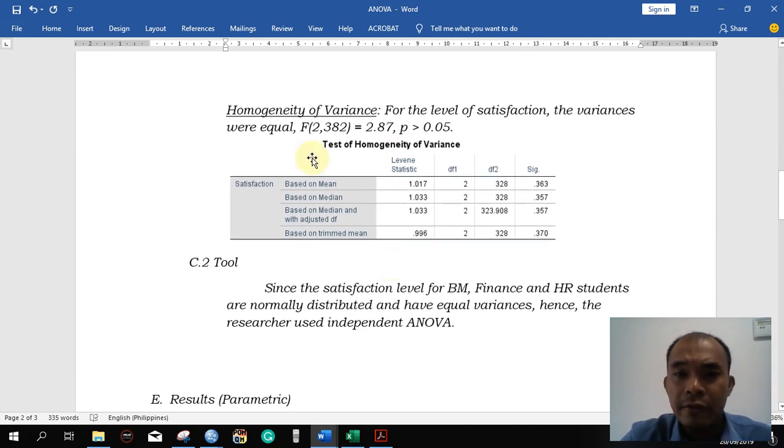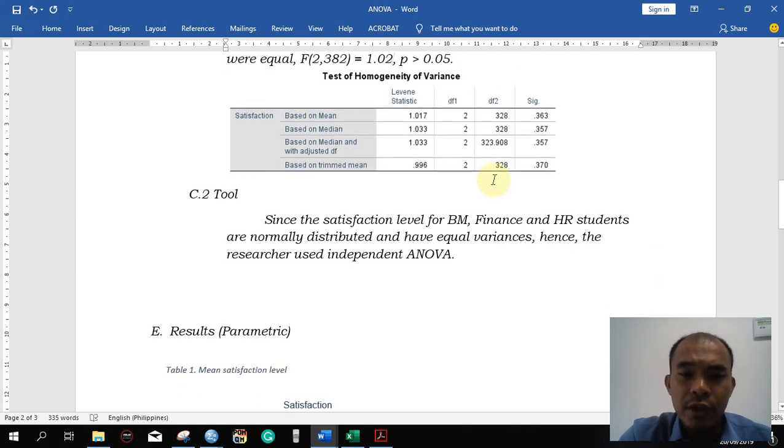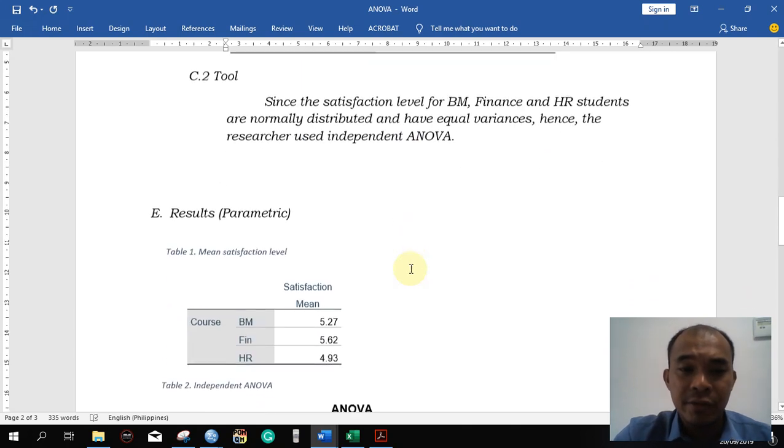So let's proceed. For the homogeneity of variance, for the level of satisfaction, the variances were equal, because based on this one here, the F, with degrees of freedom number 1 and degrees of freedom number 2, 382, equals the Levene's test, 1.02, and the p is greater than 0.05. So the discussion here: since the satisfaction level for BM, finance, and HR students are normally distributed and have equal variances, the researcher used independent ANOVA, or analysis of variance.